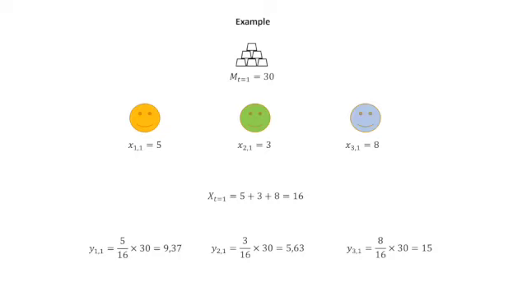Okay, very simple example. At time t equals 1, we have a pot of 30 tokens, and we have 3 scientists that contributed. We calculated their contribution index. So for 1, it's 5, for 2, it's 3, and for 3, it's 8. So the overall contribution here is 16, and then we distribute according to the relative share that the authors have. So the yellow guy gets 9.3, the green guy gets 5.6, and the blue one gets 15.